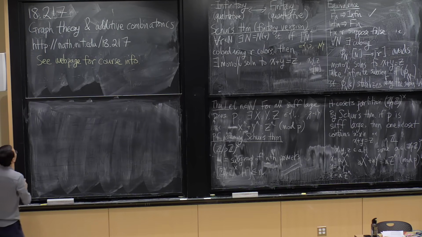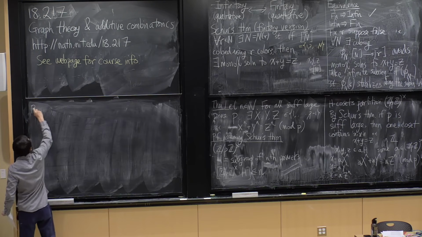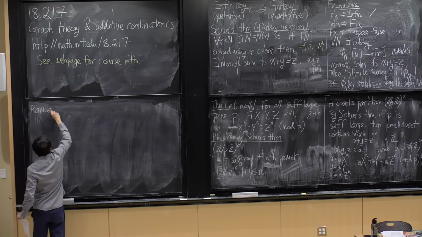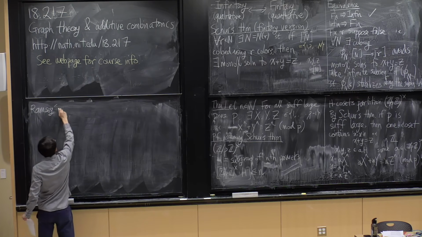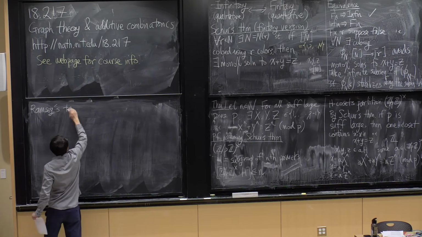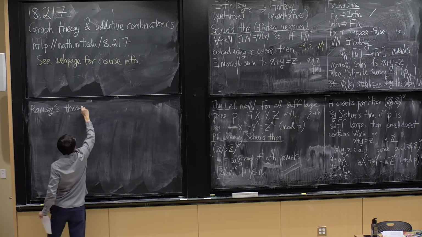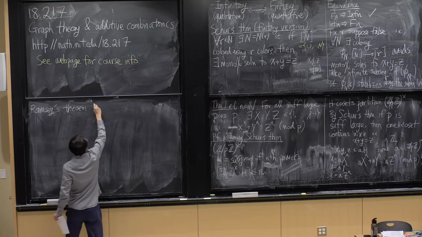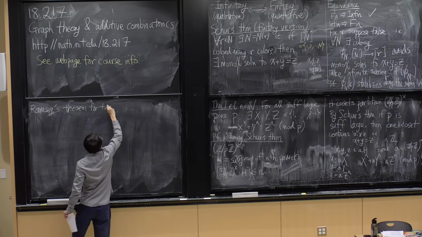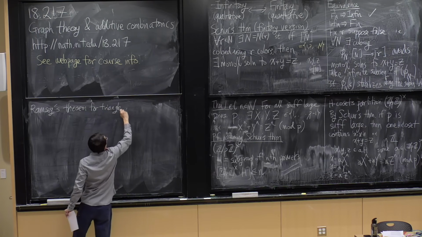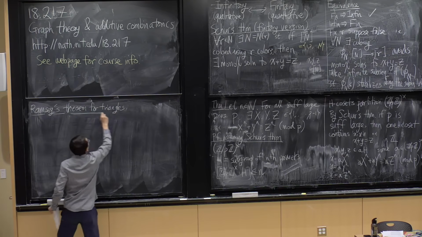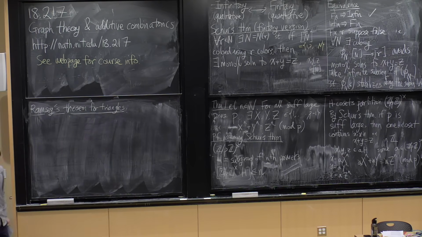Okay. So let me state a very similar looking theorem about graphs. And this is known as Ramsey's theorem, although Ramsey's theorem actually historically came after Schur's theorem. But Ramsey's theorem, here we're going to use it specifically in the case for triangles. Right, so what does it say?